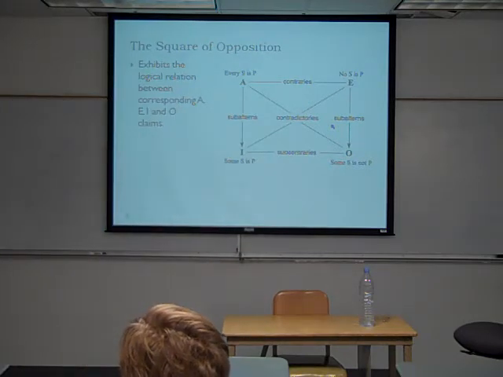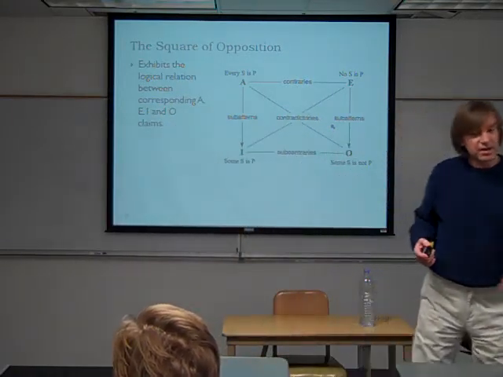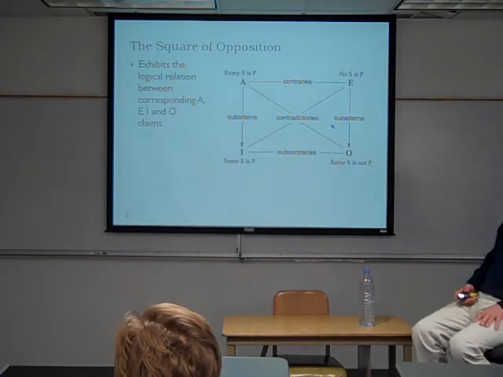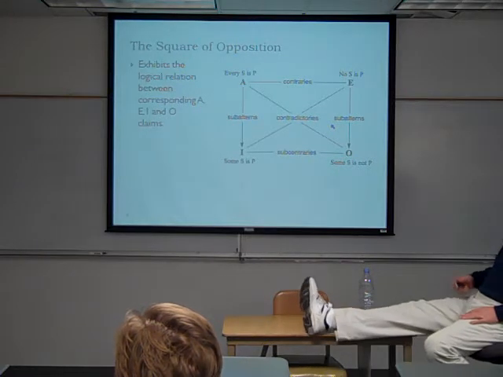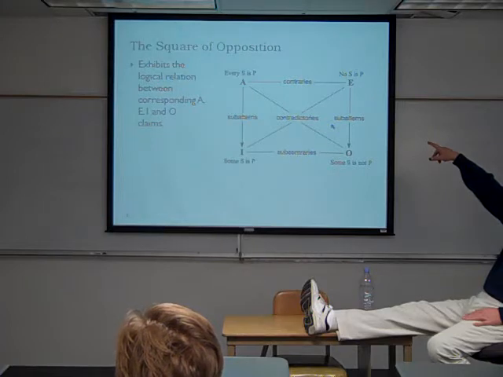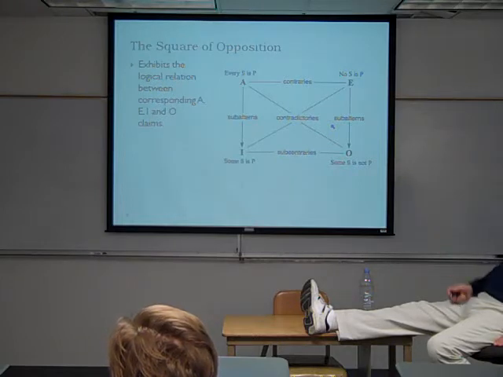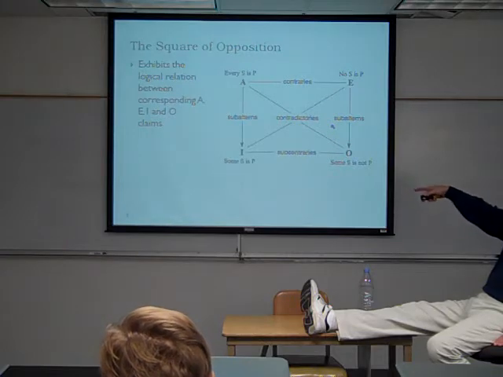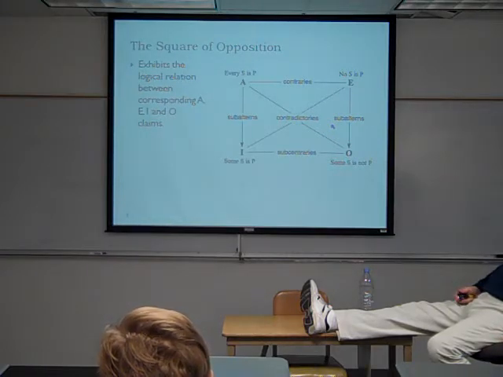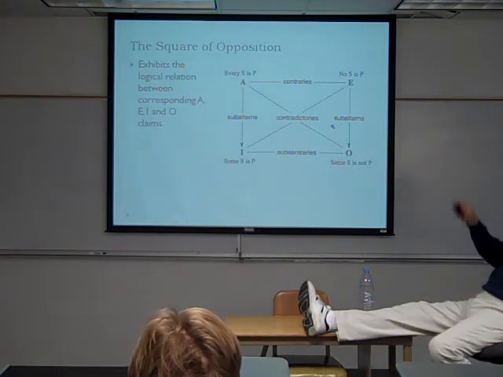But the square of opposition helps us begin to understand the implications of the different kinds of standard form claims and how they relate to each other. We call this the square of opposition. The A claims are on the upper left: All S is P. Then we have the E claims on the top right: No S is P. Then on the bottom we have the I claims: Some S is P. And some S is not P. And this square is meant to illustrate the logical relation between the A, E, I, and O claims.